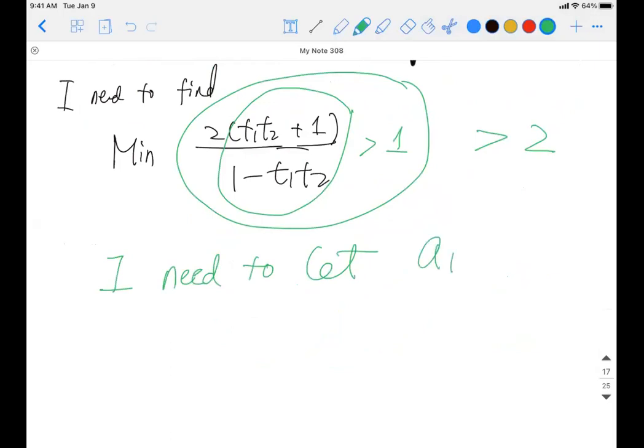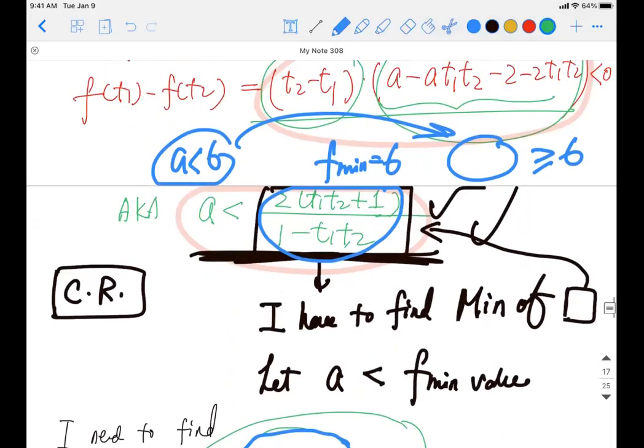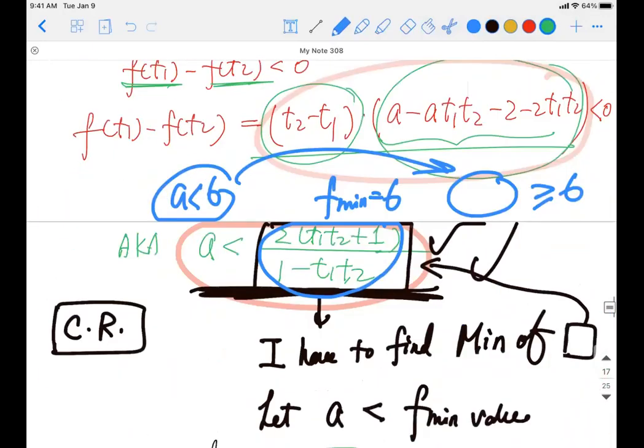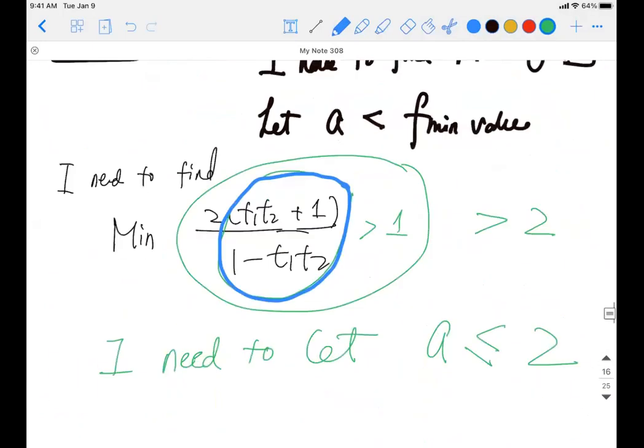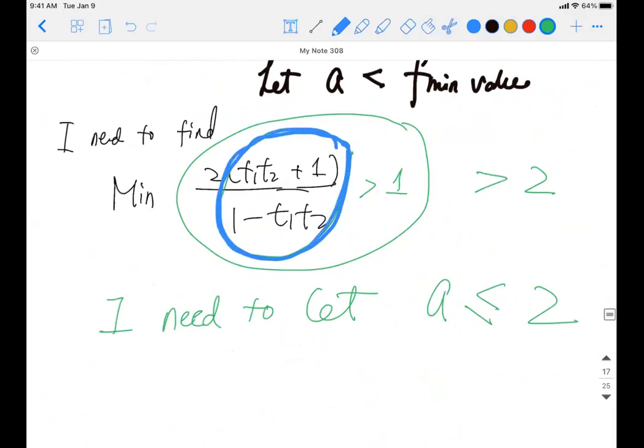I just need to let A be greater than or equal to 2. That's good. Why can I make it equal to 2? Because this expression can never equal 1. It equals 1 only if T1 times T2 equals 0. But T1 and T2 are between 0 and 1, so they can never be equal to 0. Therefore, this expression is always greater than 1.